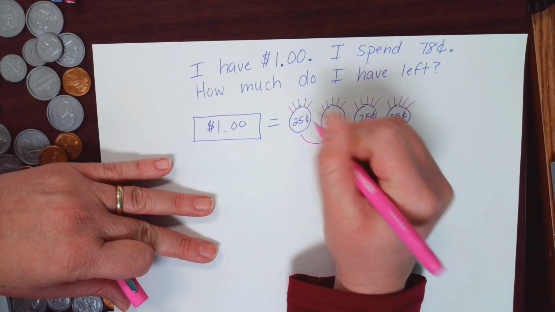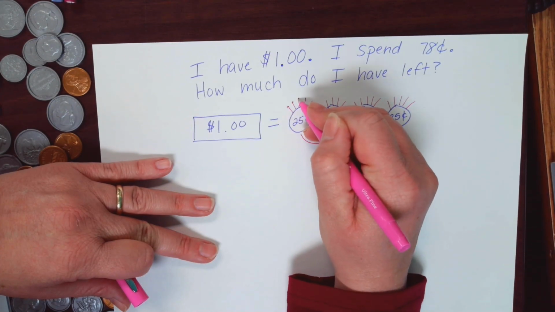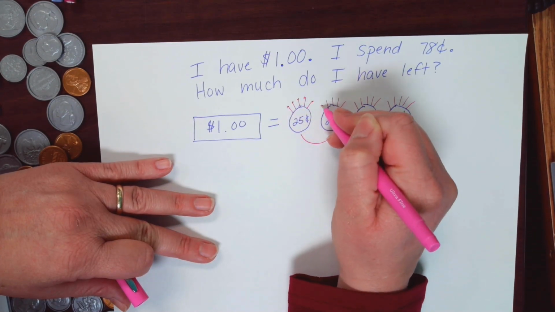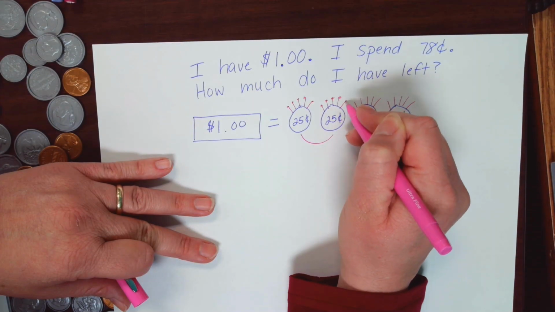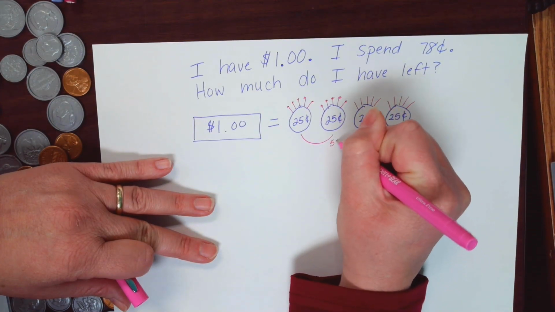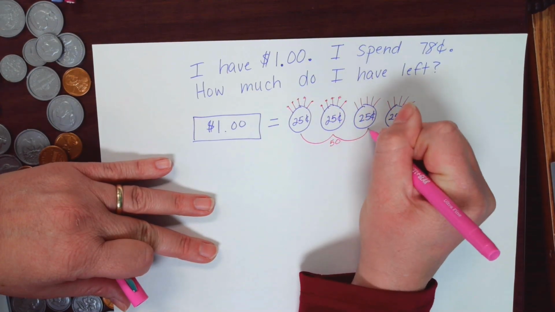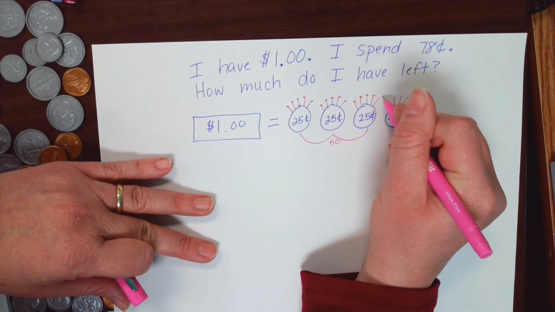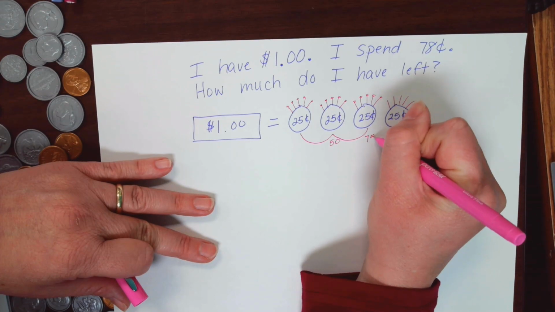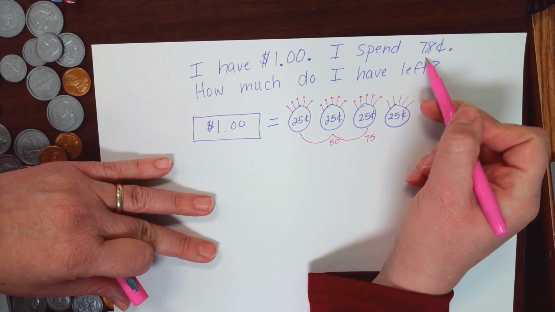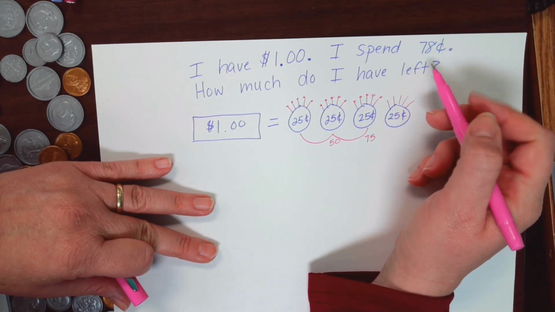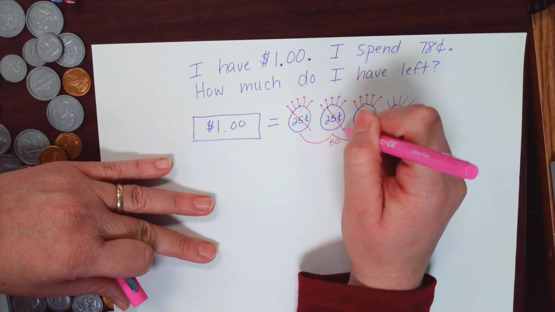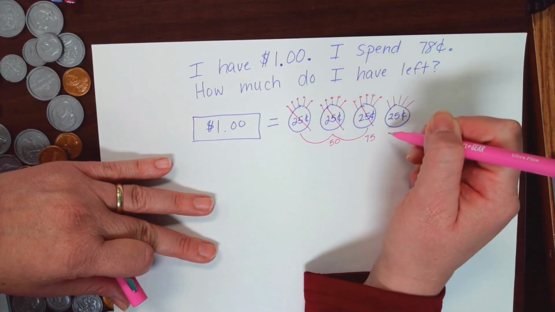So if I go from here to here, I've got 5, 10, 15, 20, 25, 30, 35, 40, 45, 50. So I know these two together is going to give me 50. If I go on over, I've got 55, 60, 65, 70, 75. So it's 75. And I need to spend 78 cents. So I know all 3 of my quarters are gone, but I still need 3 cents.